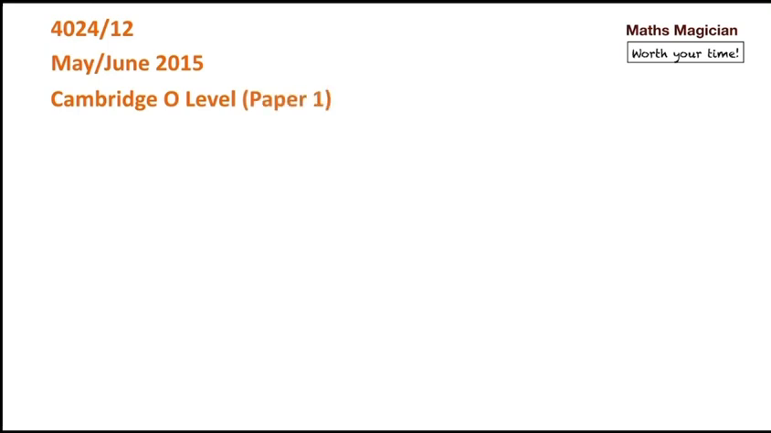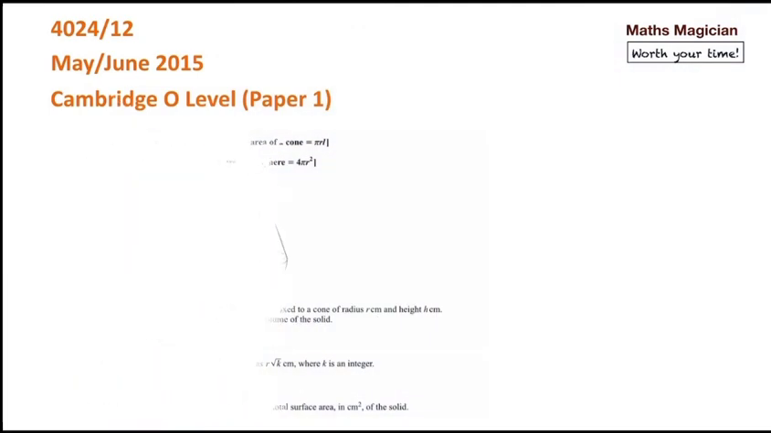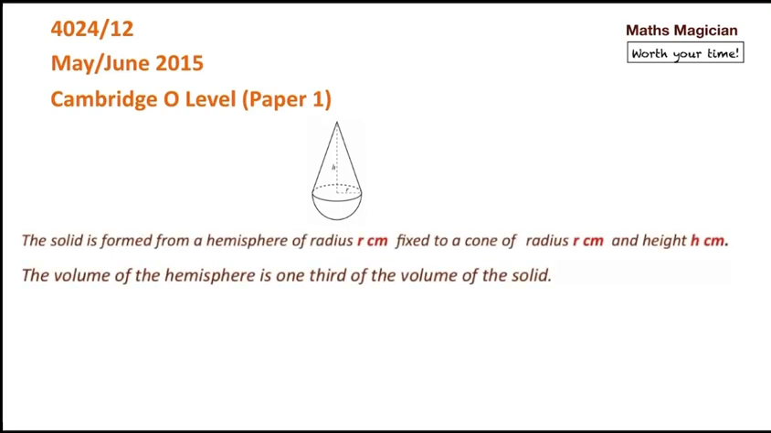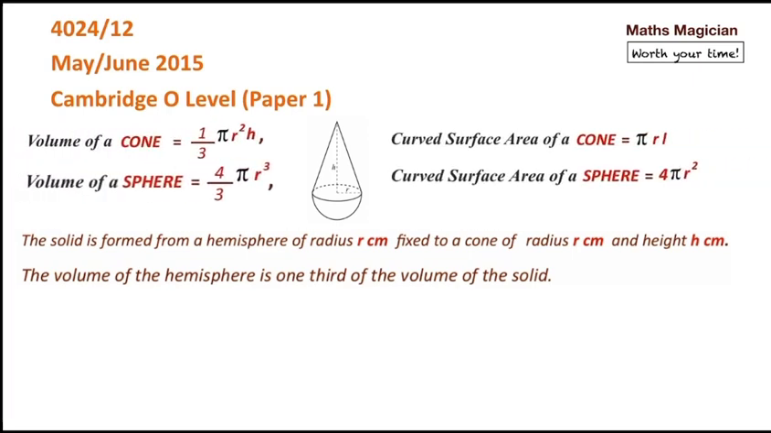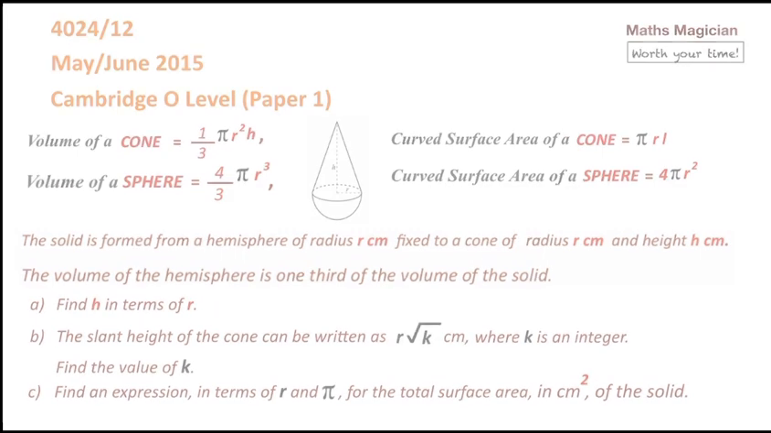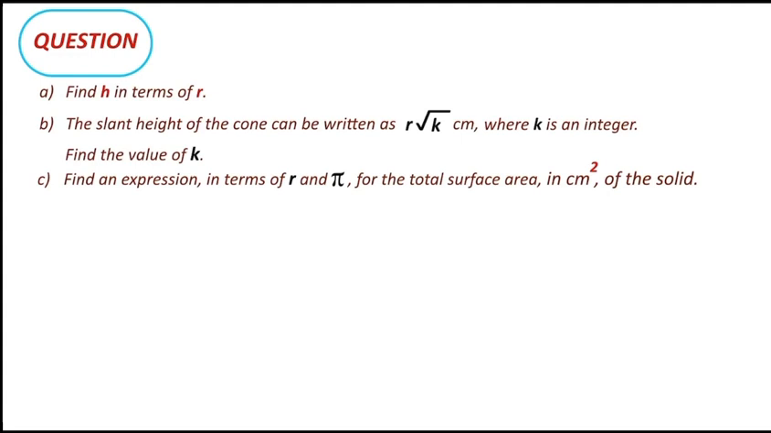In this video, let's discuss a past paper question. In the question, we are given a solid formed from a hemisphere and a cone. Volume and surface areas of a cone and a sphere are given, and we have to solve these three parts of the question. Consider the question again. We have to solve these three parts.